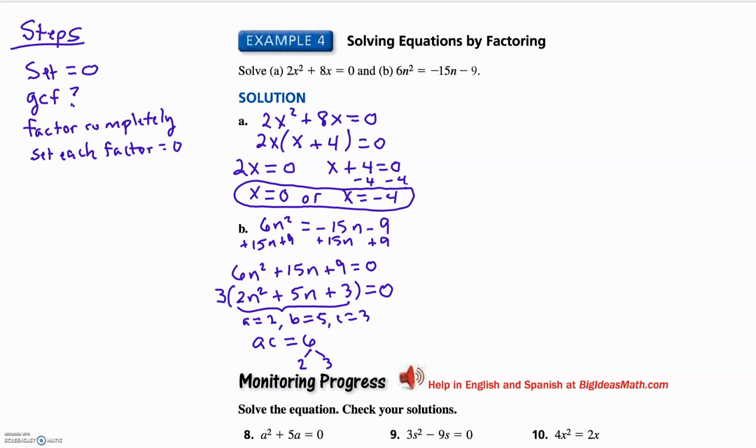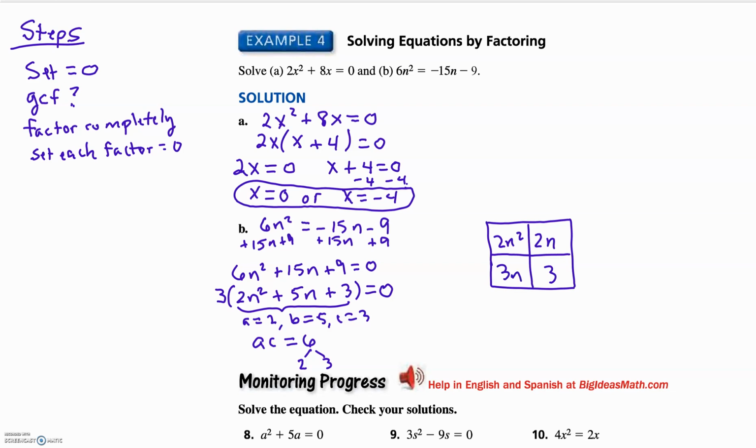I'm going to use my table method. So I'm going to draw a table. I'm factoring 2n squared plus 5n plus 3. So the 2n squared gets the first square, 3 gets the last square, and the 5n gets to be broken up as 2n plus 3n.